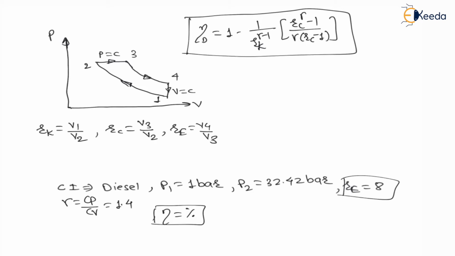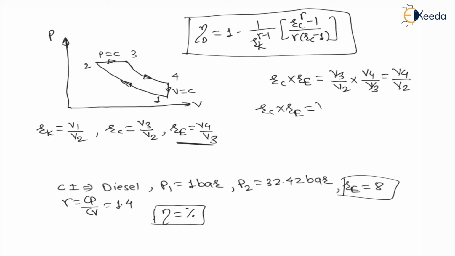So my dear students, here this RE is given. Now can you say here, this RC into RE is equal to, RC is V3 divided by V2 and RE is V4 divided by V3. Therefore V3 will get cancelled and it will become V4 divided by V2. And my dear students, here 4 to 1 is a constant volume process, therefore V1 is equal to V4. Therefore this RC into RE is nothing but V4 divided by V2. We can write it like V1 divided by V2, and this V1 divided by V2 is nothing but the compression ratio, which is equal to RK.